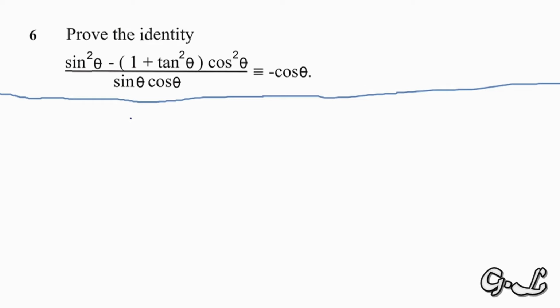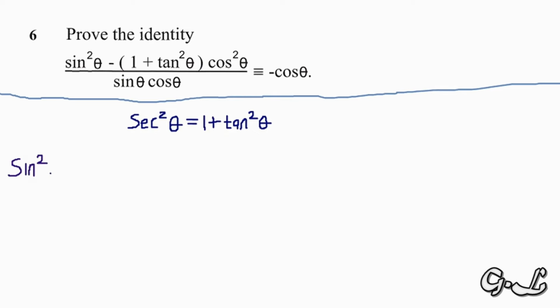What you should keep in mind is that sec squared theta is equal to 1 plus tan squared theta. That is what you should get. So now those which are in the brackets, 1 plus tan squared theta, you can replace with sec squared theta. That is what we're going to do.